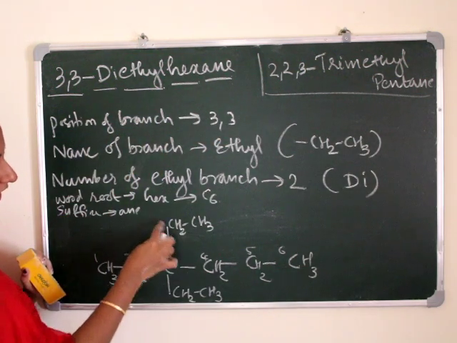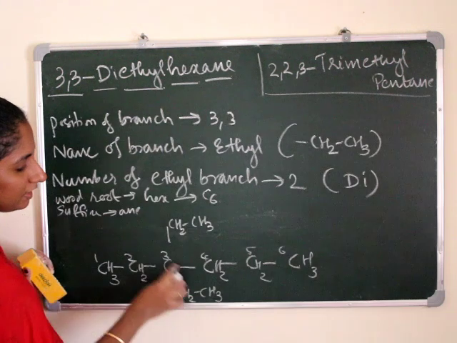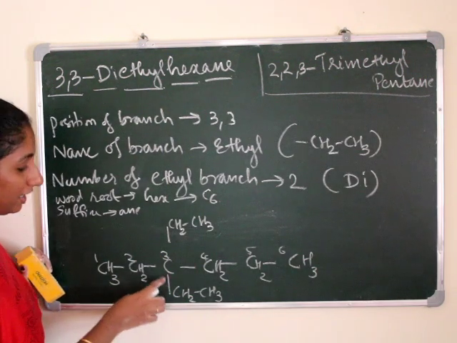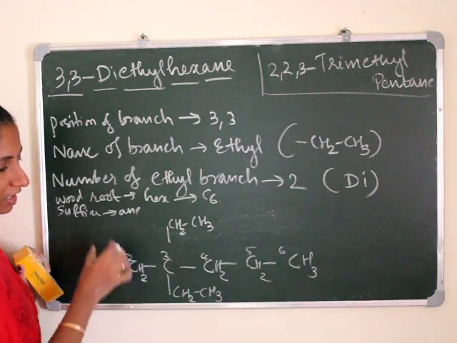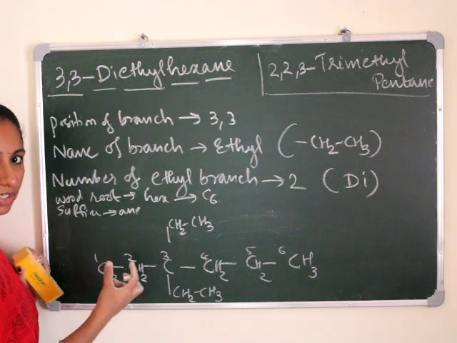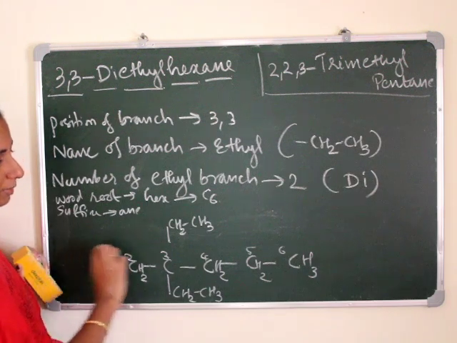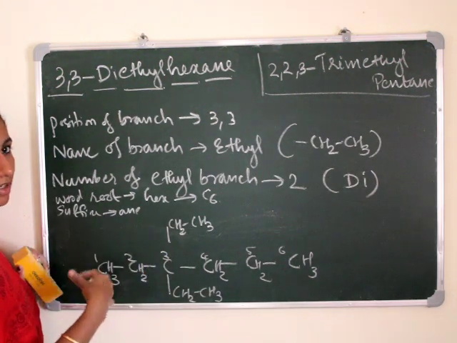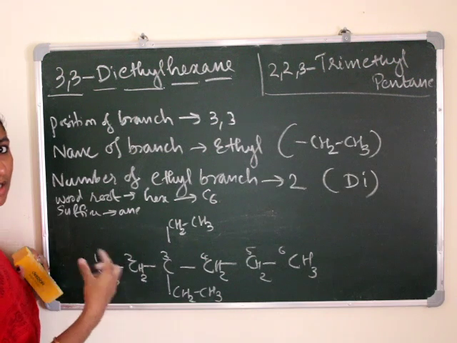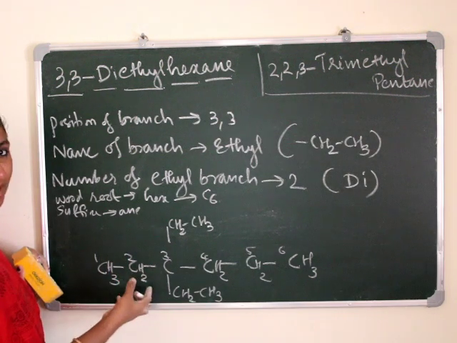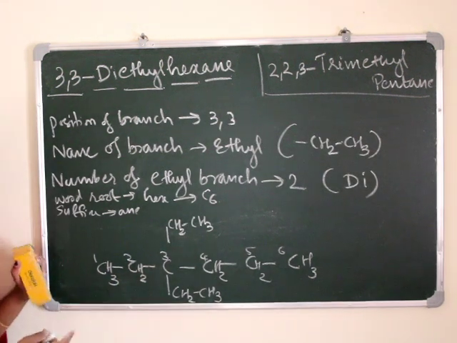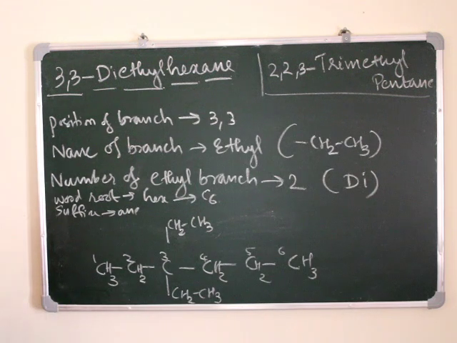3,3 diethyl: 2 ethyl groups are present at the third carbon atom. When writing the structure, we give the numbering like this because we already know from where we are numbering, since only then can we count the position of the branch, right? So this is the structure of this particular hydrocarbon.